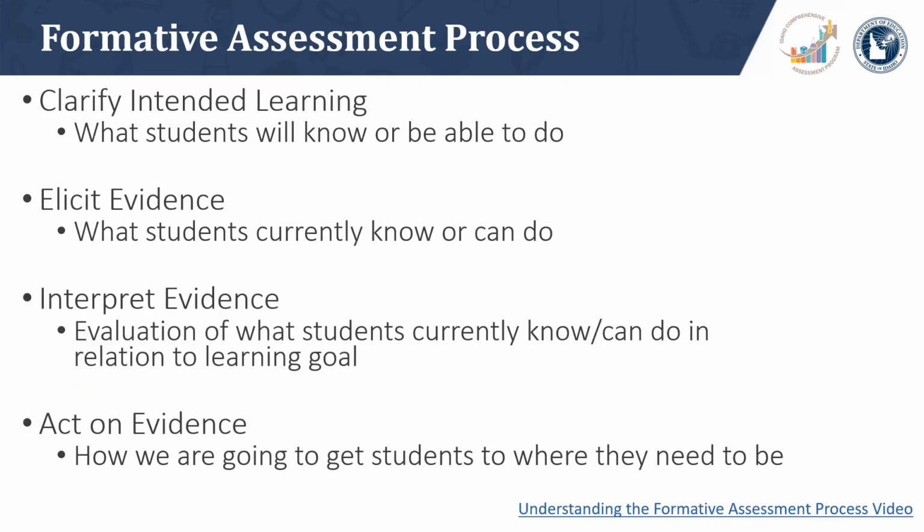Smarter Balanced has identified a formative assessment process of 4 steps to help teachers plan and provide ongoing feedback to students. The first step is to clarify the intended learning target with students. The second step happens during instruction to elicit evidence of learning. This informs the teacher about what students know and can do.